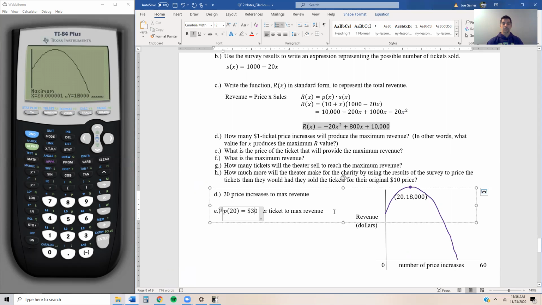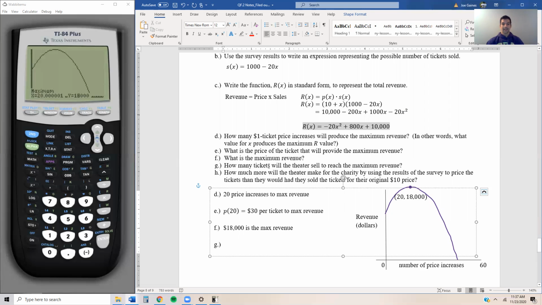Part F says, what is the maximum revenue? So now I can go back to my graph. This information is located on the graph. Revenue is the y-axis on the graph, which would correspond to this point, the highest value. The y value there is 18,000. I want to make sure I put in units. So my revenue is $18,000. Again, we want to make sure we add some context there.